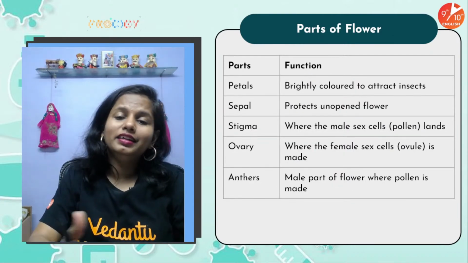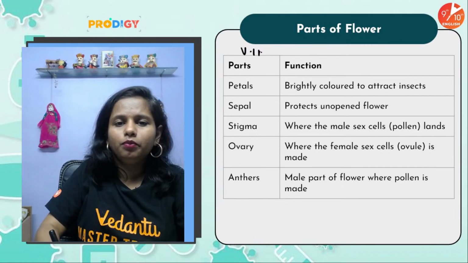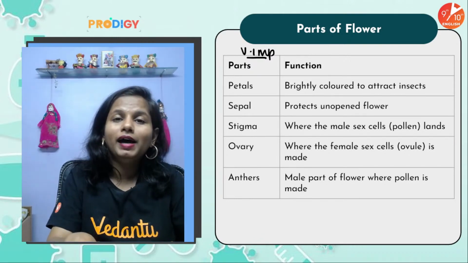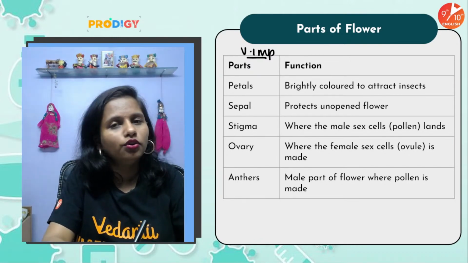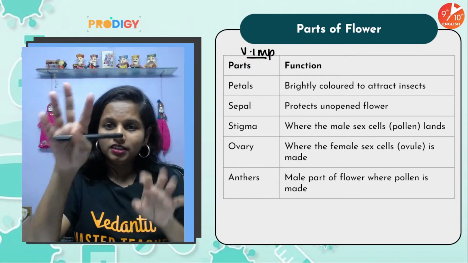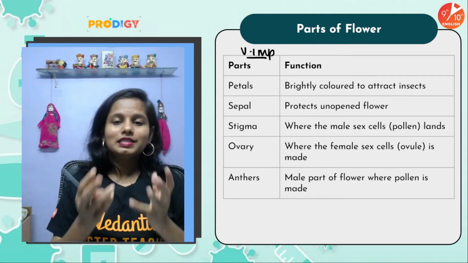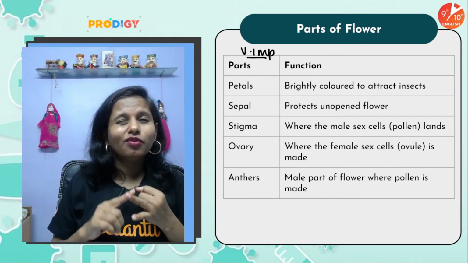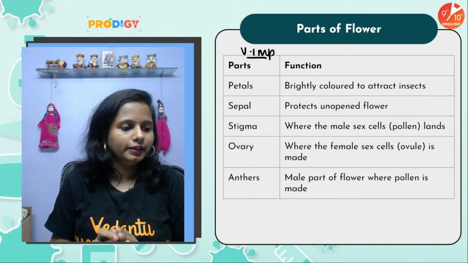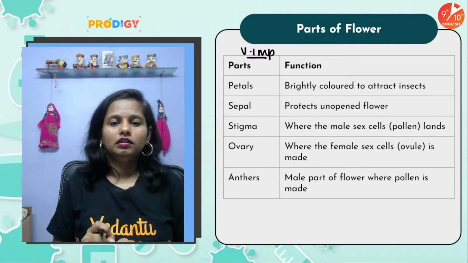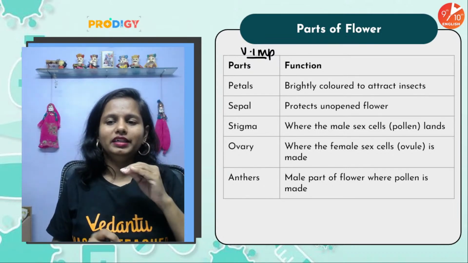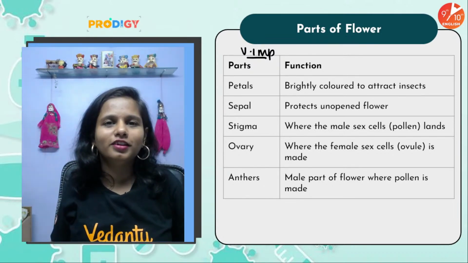So guys, let us talk about the functions. Now this is again very important. They can give you a table and ask you to complete it, or they can give you names of 2 parts and ask you to write down the functions of those parts. Petals are usually large and brightly colored, and attract the insects for pollination. Sepals are green in color and perform photosynthesis. They protect the flower in bud condition. Then stigma. Guys, stigma is always sticky because it has nectar on it, so it receives the pollen grains for fertilization.